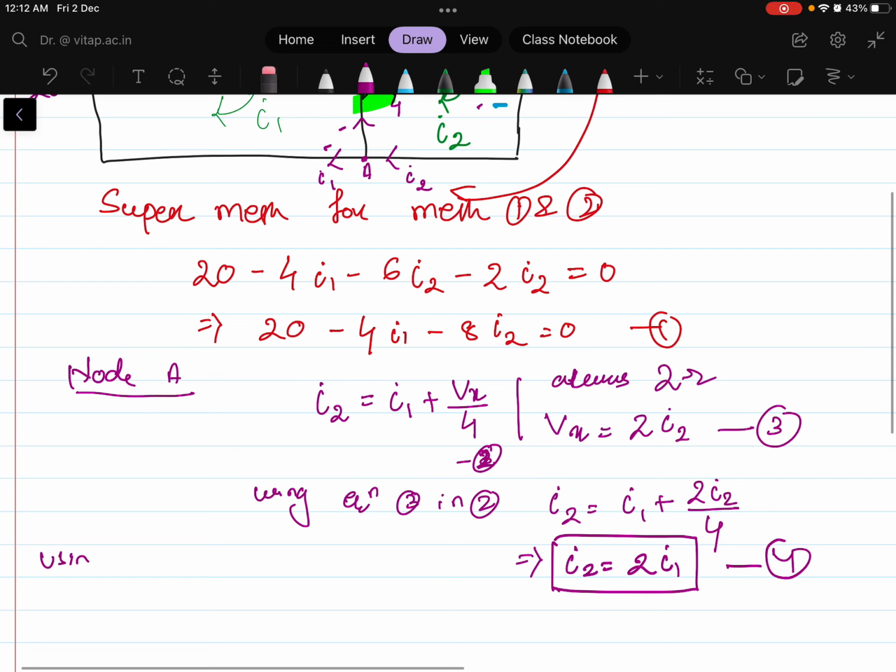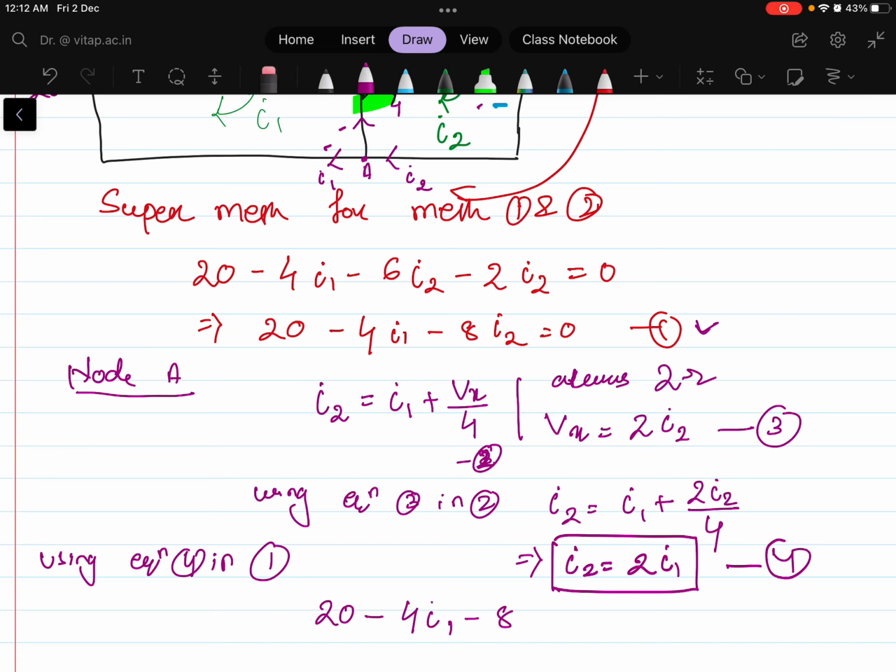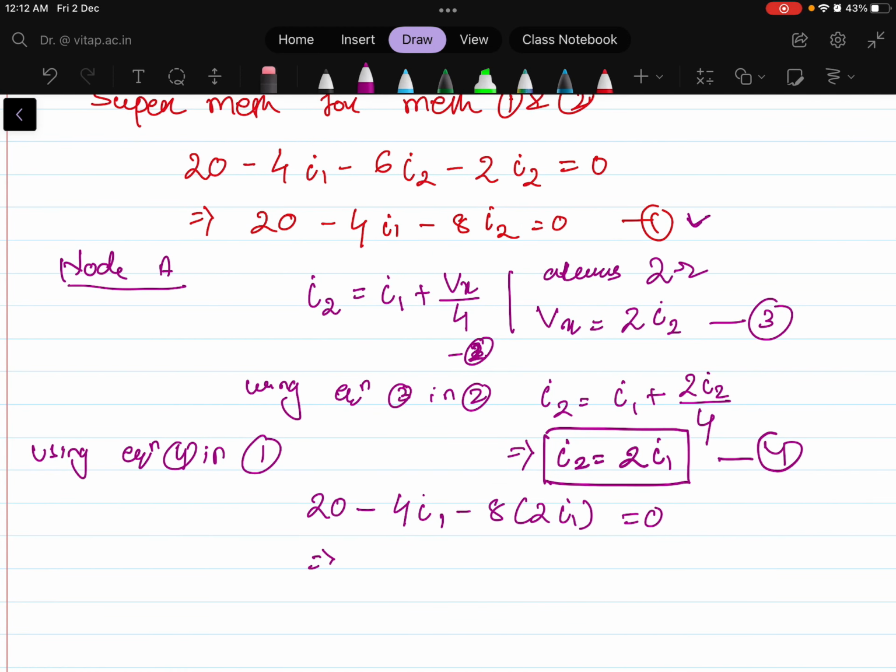Then using equation 4 in equation number 1, the value of I2 is 2 I1. So this equation can be written as 20 minus 4 I1 minus 8 into 2 I1, that equals 0. Now if I solve this for I1, what can we get? Here it is 20 minus 4 I1 minus 16 I1 equals 0, and so 20 I1 equals 20. So the I1 value will be equal to 1 ampere.